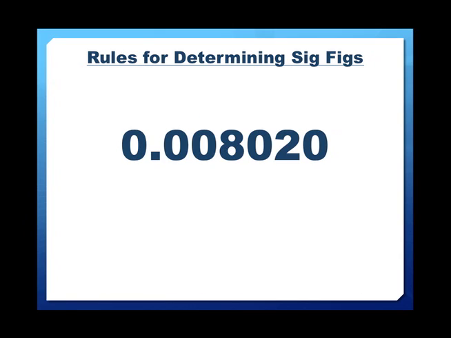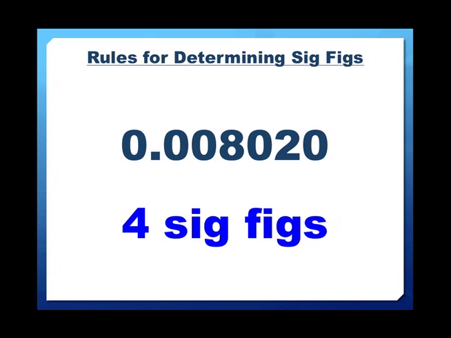Ready to try one? Okay. Take a second and decide how many sig figs are in this number. Did you say 4? Then you're right. The leading zeros don't count, but the other numbers do because they are either non-zero, in between non-zeros, or trailing decimal zeros. Now we should be able to identify the number of significant figures in any value.